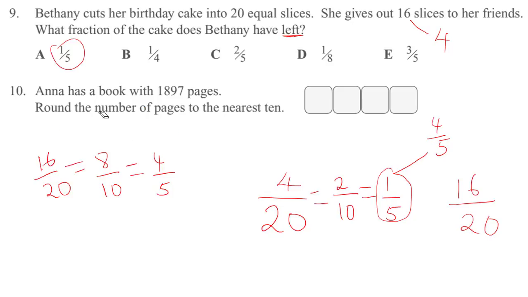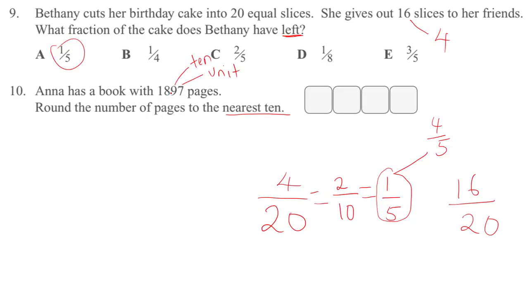Okay, question 10. Anna has a book with 1897 pages. Round the number of pages to the nearest 10. Again, they're saying round to the nearest 10. You go here and you check which is the 10 here. This is the unit. Yeah. This is the 10. So the focus is the 9.